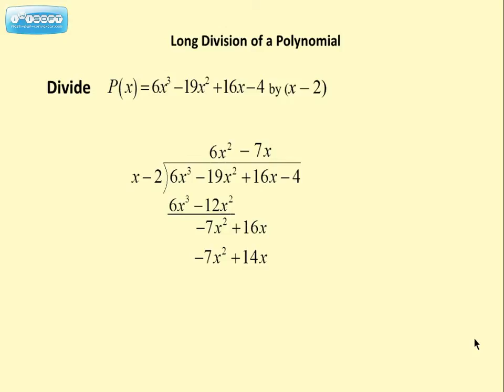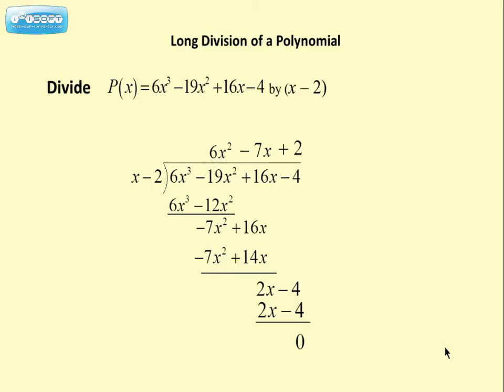Perform the multiplication. We now have negative 7x squared plus 14x. Again, subtract. We now have 2x minus 4. We drop down this negative 4. We need a value in the quotient that we multiply it times the divisor. We obtain 2x. That's 2. And now we have 2x minus 4. We subtract, and our remainder is 0. In most cases, your remainder will not be 0.